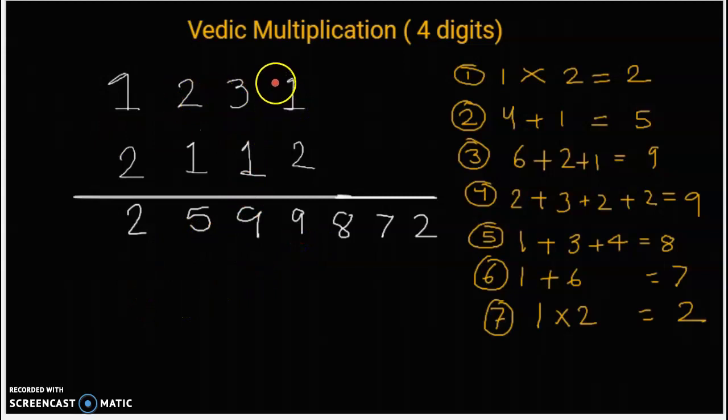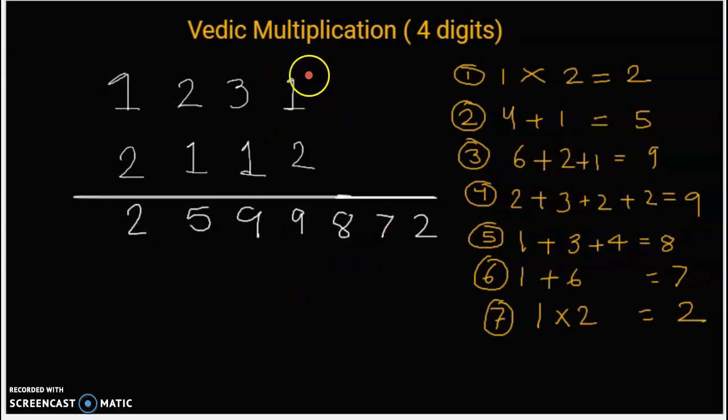In the fifth step we will take last 3, 2 3 1 and 1 1 2, and we will again cross multiply. 2 times 2 is 1 times 1, that is 1, then 1 times 3, that is 3, and 2 times 2, that is 4. So adding them we get 8. So I have written 8 over here.